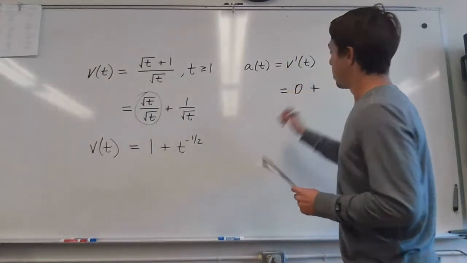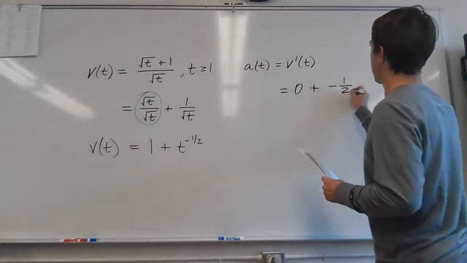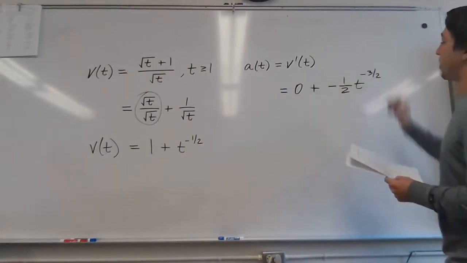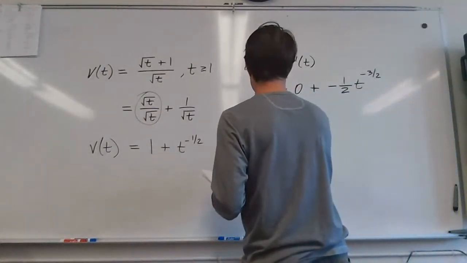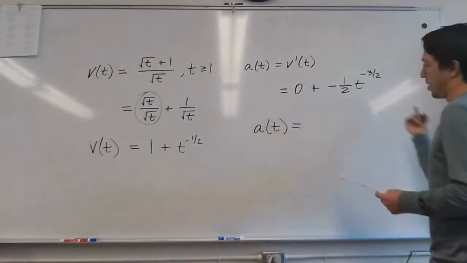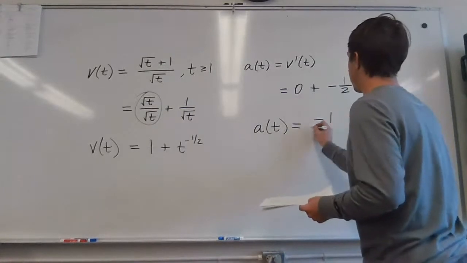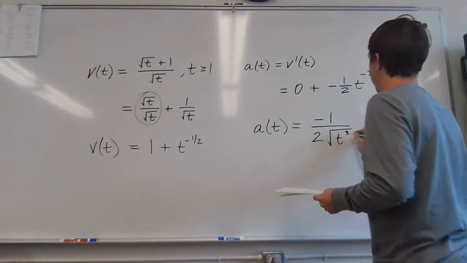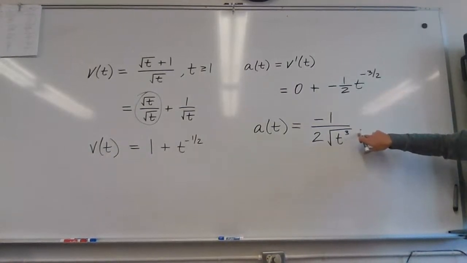0. Derivative of t to the negative 1/2 is negative 1/2 t to the negative 3/2 power. Now I could rewrite this if I want as, that looks pretty ugly, right? It's not the prettiest form. The 1's on top, so I can maybe say it's negative 1 over 2 times the square root of t cubed, something like that. That looks a little bit nicer. Is everyone okay with how I'm getting from this to this?